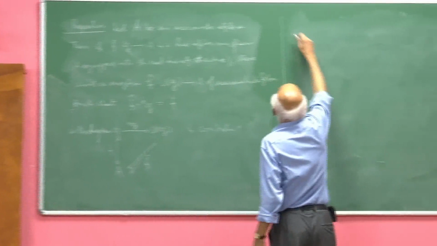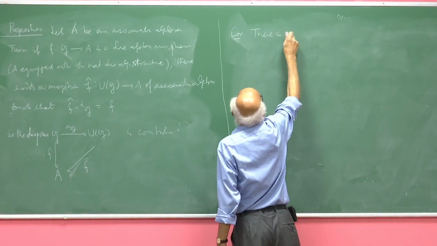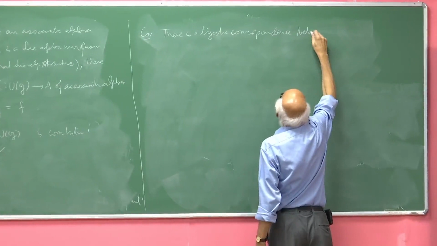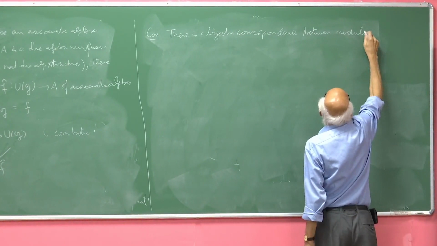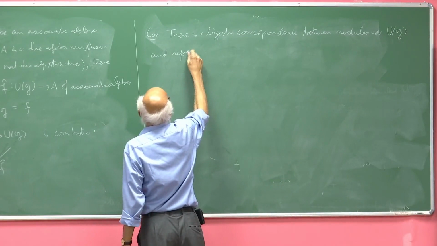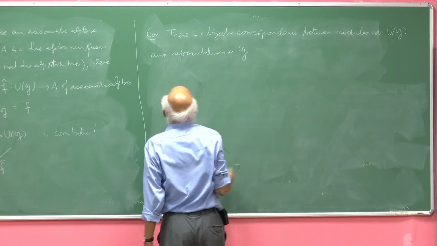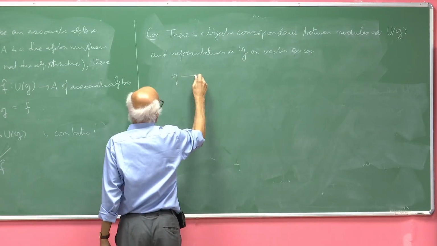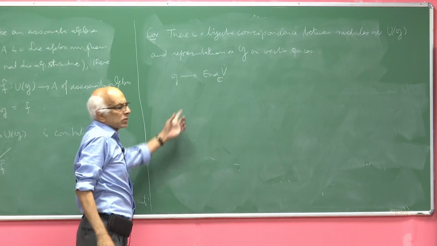There is a bijective correspondence between modules over the algebra UG and representations of G on vector spaces. See, representation means a mapping of G into endomorphisms of a vector space V. That is what it means.